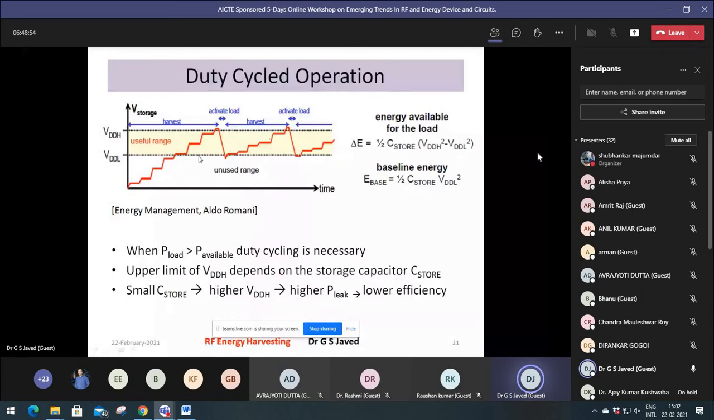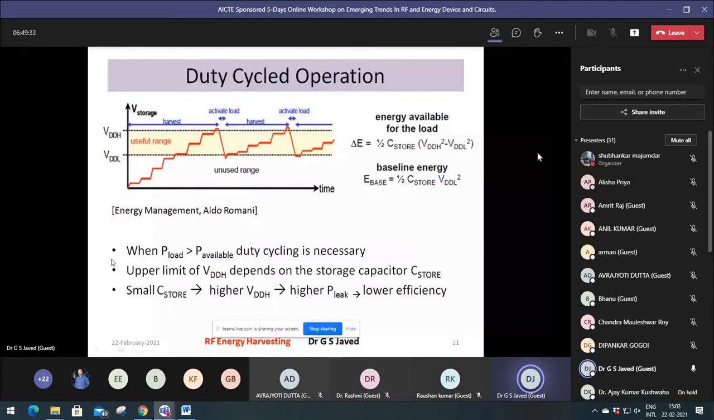So the area under the graph, that is between the red triangular graph and the two black lines, gives the total energy present in the system. The triangular spaces are where you can harvest or accumulate the energy, and the places where there is a sharp discharge are where the load operation happens and the energy is released. So this is the upper edge energy, and this is the baseline energy. Baseline is given as half C store VDDL whole square.